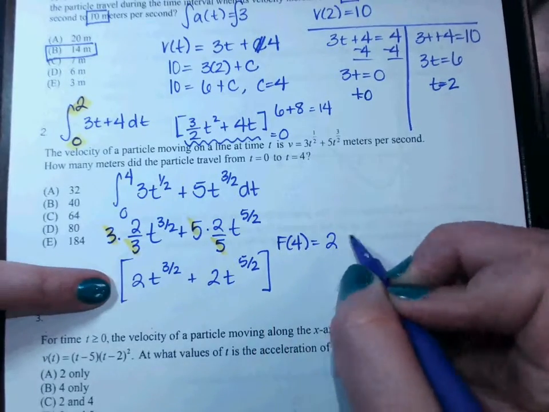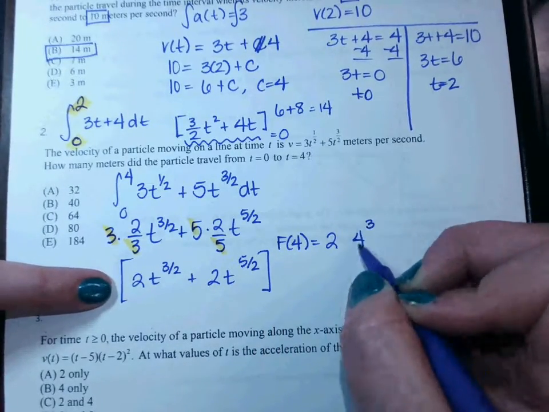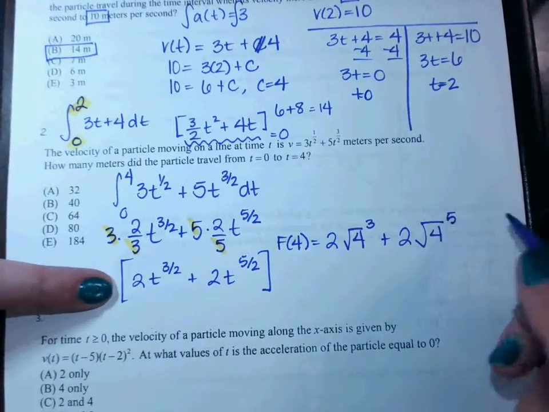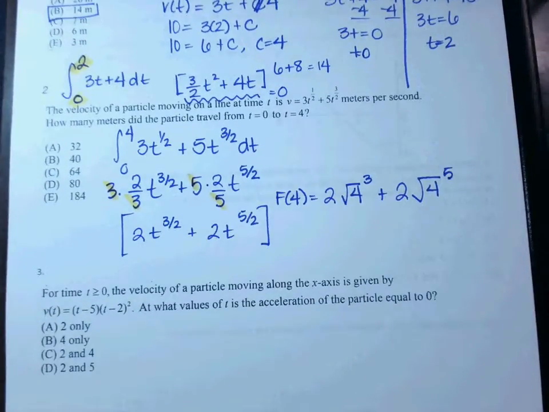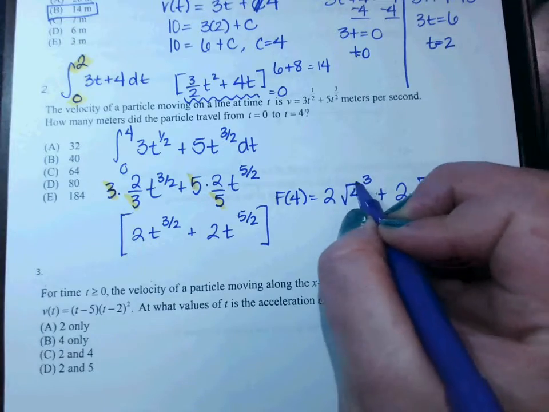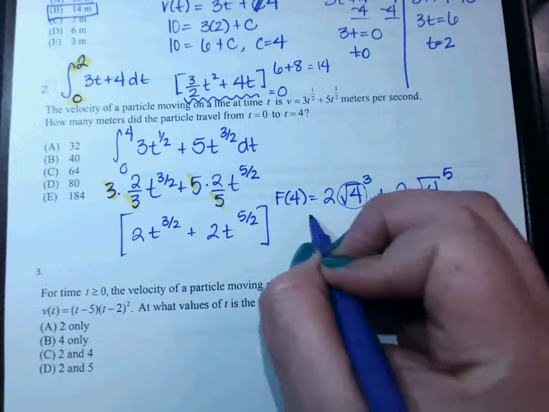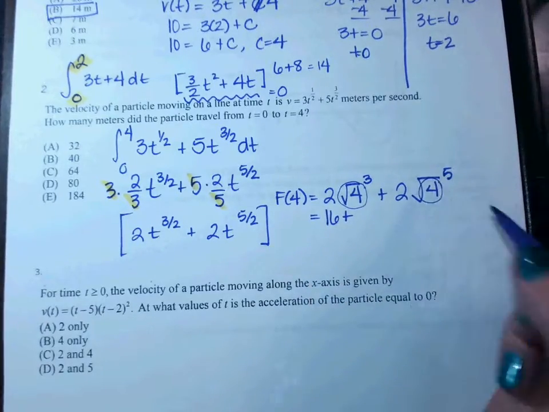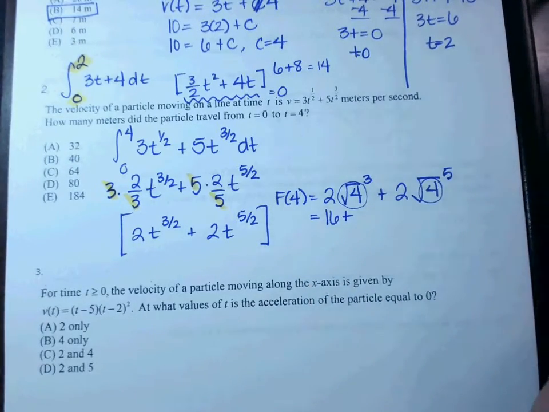So that would be 2, 4 cubed and square rooted. 2, 4 square rooted to the 5th. And remember, the bottom number is the root, the top number is the power. So what is the square root of 4 here? 2. Cubed times 2? 16. 16 plus. Square root of 4 is still 2. To the 5th power is 32.